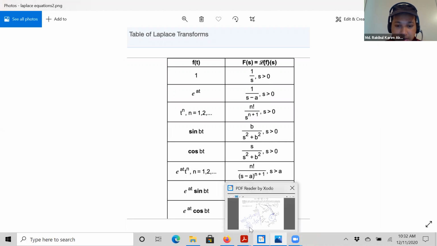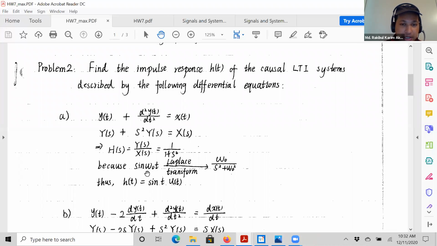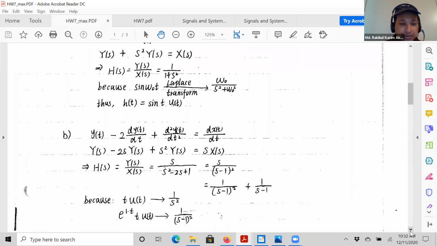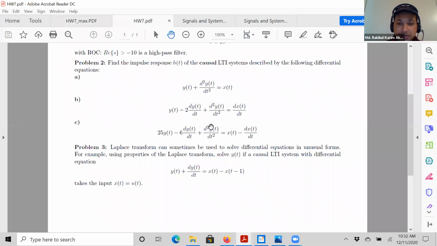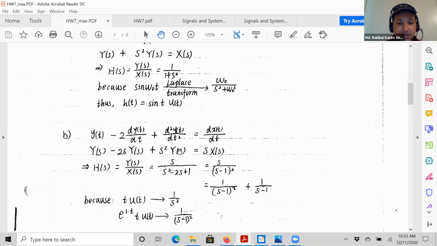So that gives the answer to problem 2a. Next, move on to problem 2b. Problem 2b was these equations. You take the Laplace transform, y becomes Y(s), 2s Y(s), s squared Y(s), and s X(s). That is written here in the Laplace domain. After that, like the previous question, you do some mathematics and find out what Y(s) by X(s) is.